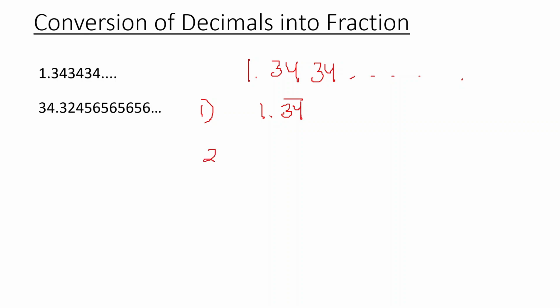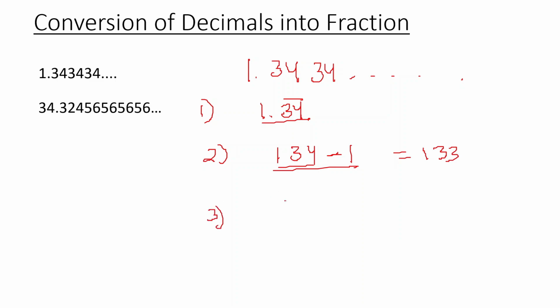After that, second step: 134 minus 1. What I have done, this is the numerator part. You write the complete number. This is 134. 134 minus the non-repeating part. The non-repeating part is 1 here. So this is the second step. So you got 133. This is your numerator.